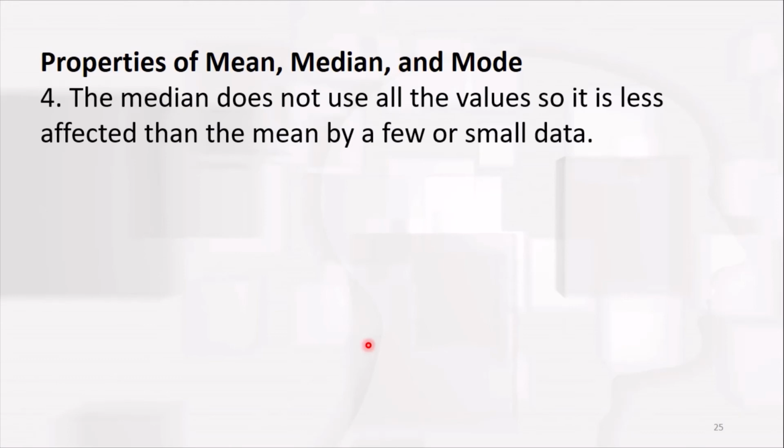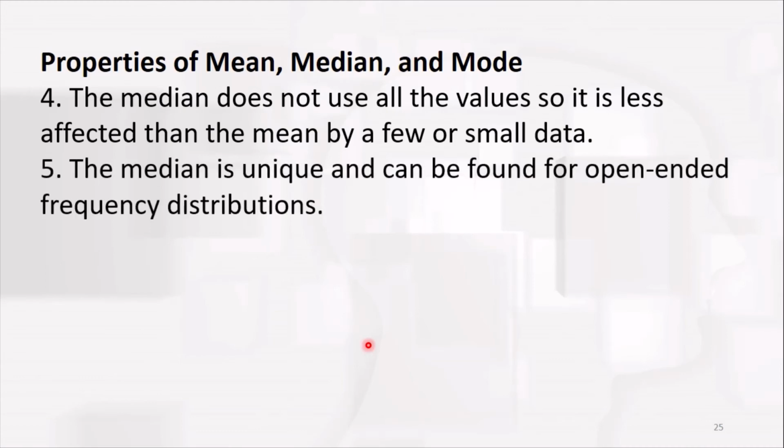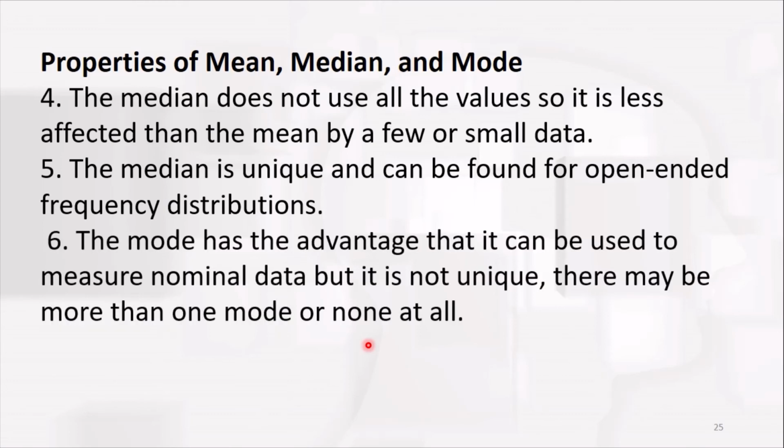Okay. Next, the median does not use all the values, so it is less affected than the mean. Fifth, the median is unique and can be found for open-ended frequency distribution. And number 6, the mode has the advantage that it can be used to measure nominal data, but it's not unique. So there may be more than one mode or none at all.